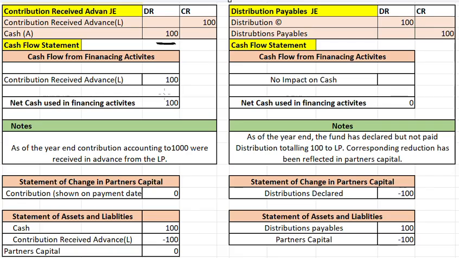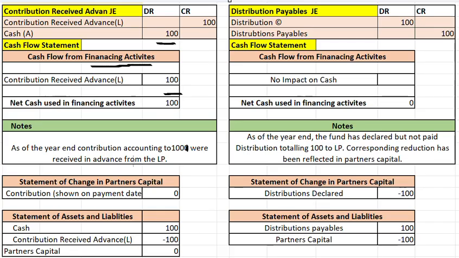In the cash flow statement, this contribution received in advance will be mentioned under the cash flow from financing activities, because we have already received the cash in advance from the investor. And in the notes section, we will be mentioning that as of the year end, the contribution amounting to 1,100 was received in advance from LP. This is kind of a hypothetical example. You can describe it in your financial statements.